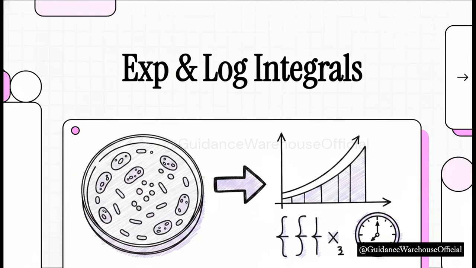Imagine a petri dish. It starts with exactly 10,000 bacteria, but they're growing at an accelerating rate of 3 to the power of t. So, how on earth do we calculate the exact total number of bacteria sitting in that dish 2 hours from now? Think about that for a second. We're looking at a rate of change, but we need to find a concrete total amount.